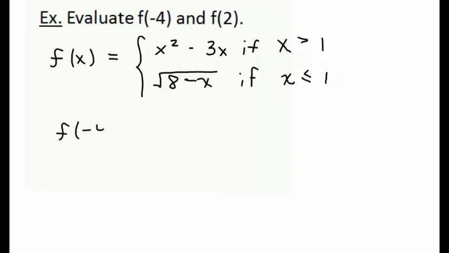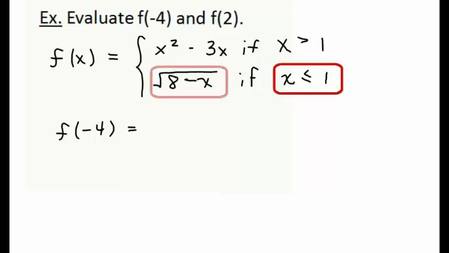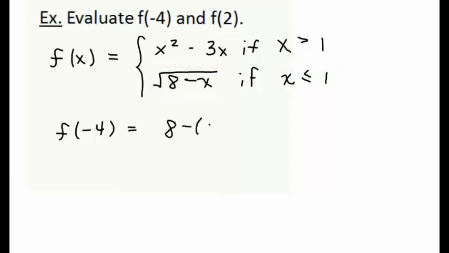First, let's evaluate f at negative 4. We have to determine which interval negative 4 lies on. Negative 4 happens to lie on our second interval, x is less than or equal to 1. This tells us we should use our second subfunction to evaluate f at negative 4. So let's go ahead and substitute negative 4 in everywhere we see x. So we get the square root of 8 minus negative 4. This is the same thing as the square root of 12, or 8 plus 4.